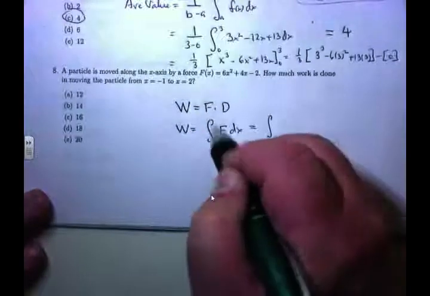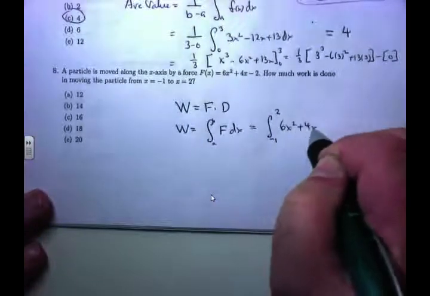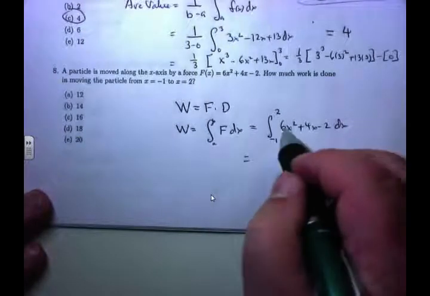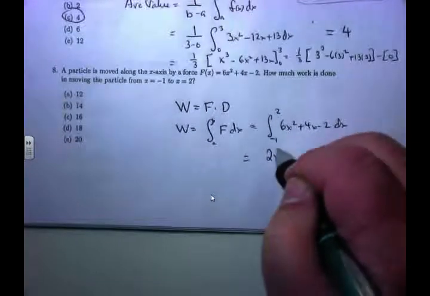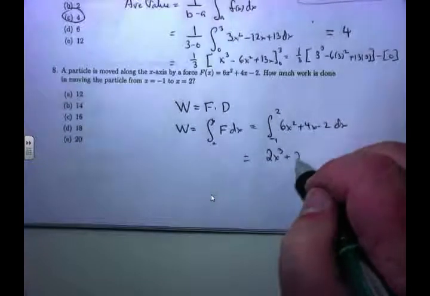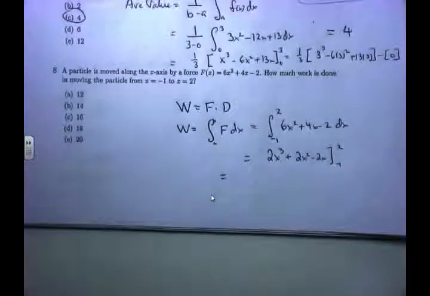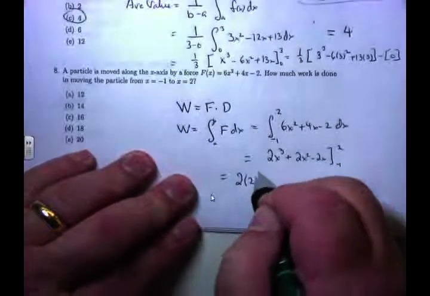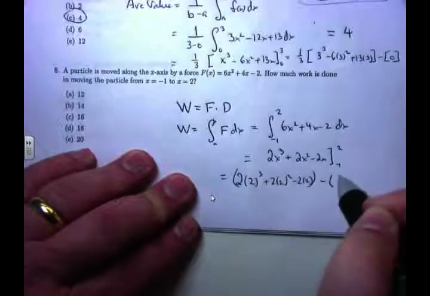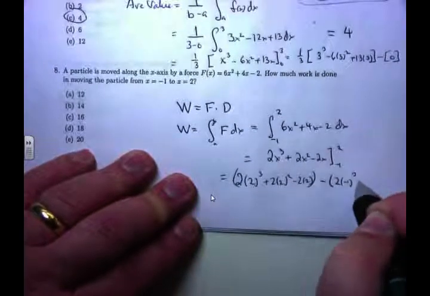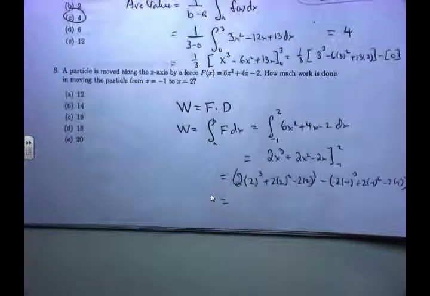So they gave me a force function, so this is what I'm going to have to use. This will be the integral from negative 1 to 2 of 6x squared plus 4x minus 2 dx. This is equal to the integral of 6x squared, which is 2x cubed, plus the integral of 4x, which is 2x squared, minus 2x, evaluated from negative 1 to 2. Fundamental theorem of calculus, showing my work here, is going to be 2 times 2 cubed plus 2 times 2 squared minus 2 times 2, minus 2 times negative 1 cubed plus 2 times negative 1 squared minus 2 times negative 1.